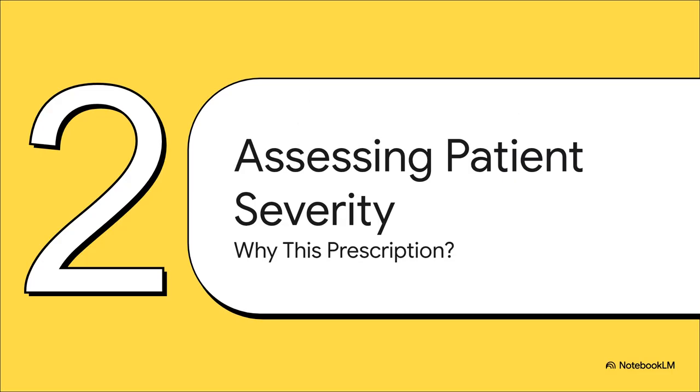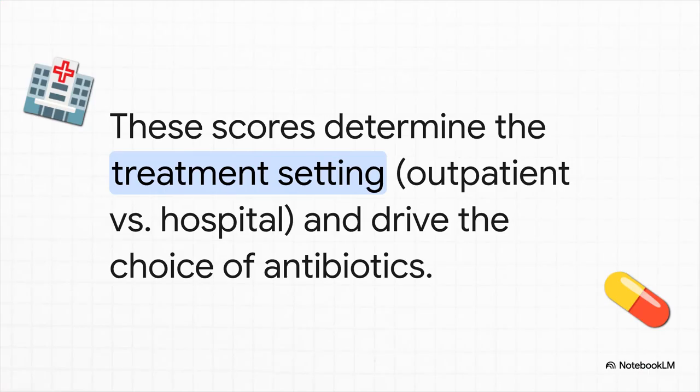Next, let's talk severity. Understanding these scoring tools gives you that critical context for the prescription sitting in your hand. It's the why behind the what. It's how prescribers decide between sending a patient home with a script or sending them straight to the hospital. So what this really boils down to is that these scores directly shape the prescription you're about to dispense.